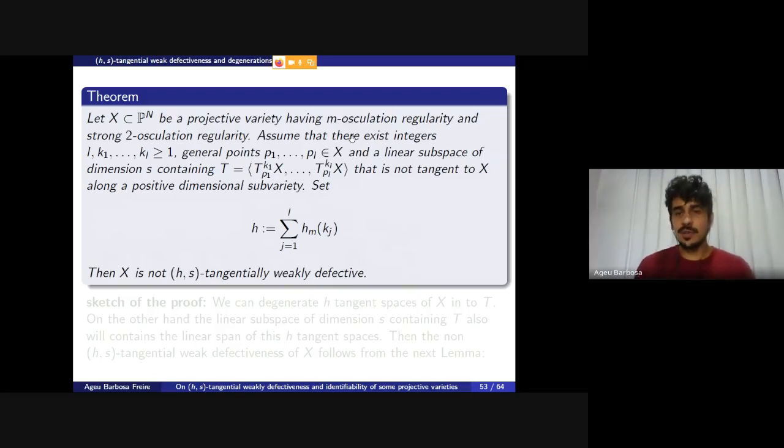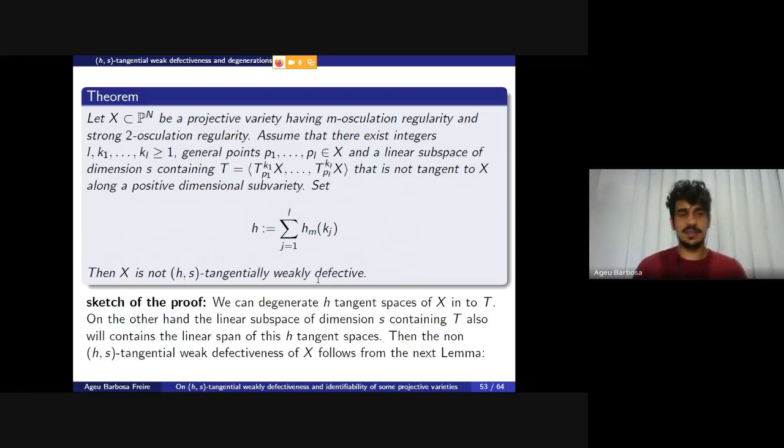And finally, we will assume that this linear subspace is not tangent to X along a positive-dimensional subvariety. This means that the set of points in X for which the tangent space of X at this point is contained in this linear subspace will have dimension 0. Under these conditions, if we set h to be this sum here, we have that our variety X is not h-tangentially defective. Let me just give the sketch of the proof.